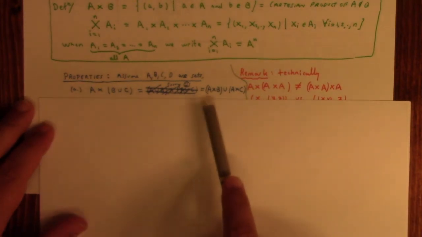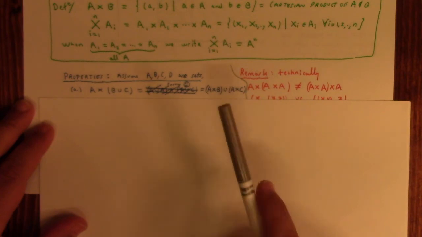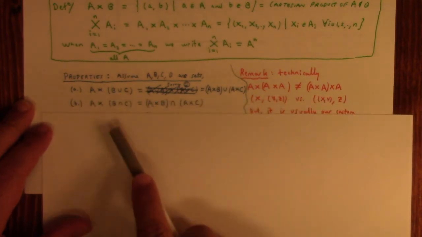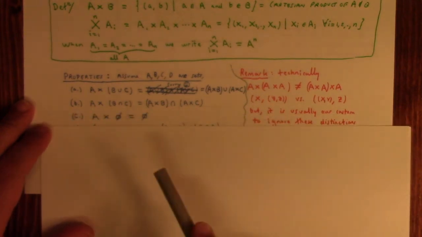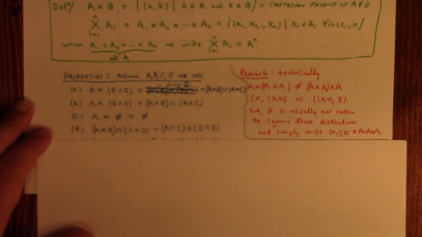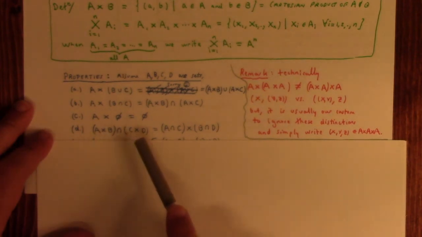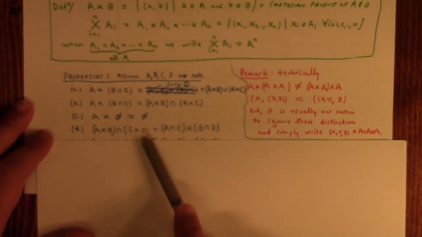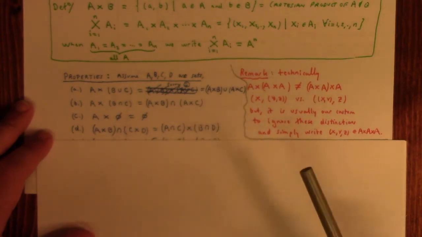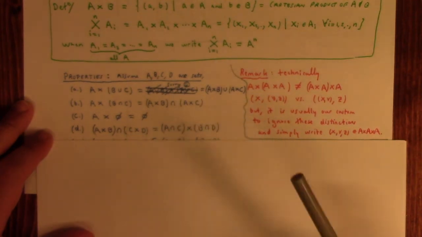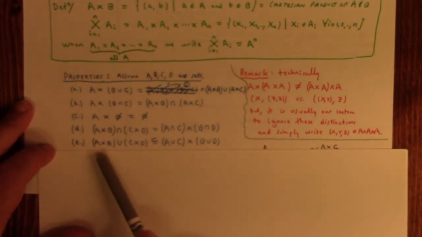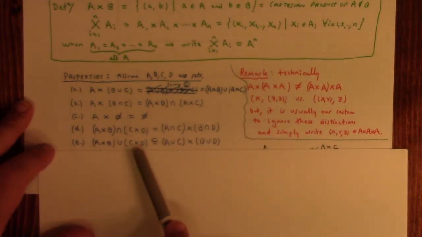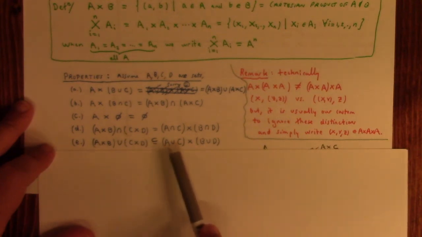The Cartesian product of the union is the union of the Cartesian products. The Cartesian product of the intersection is the intersection of the Cartesian products. You take the Cartesian product with the empty set, you get the empty set. You take the Cartesian product intersected with the Cartesian product, you get the Cartesian product of the intersections. And on the other hand, surprisingly, if you take the union of two Cartesian products, you'll get a subset of the Cartesian product of the unions.